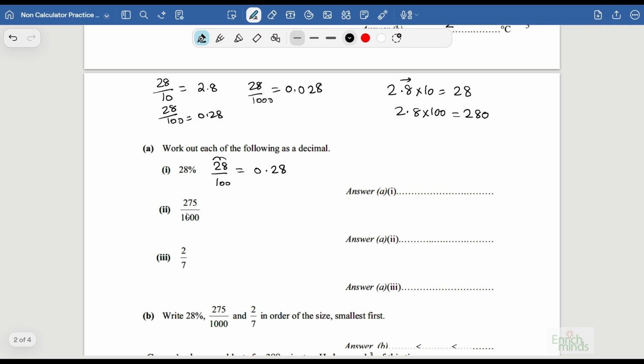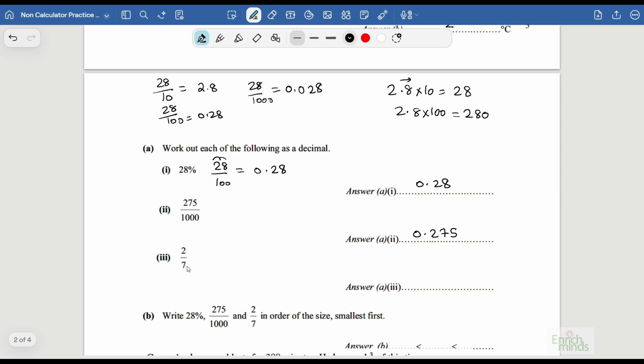Now using the same convention, 275 over 1000. Here we are dividing by 1000, so we shift the decimal 3 places to the left. So this will be 0.275. The above number is 0.28 here.